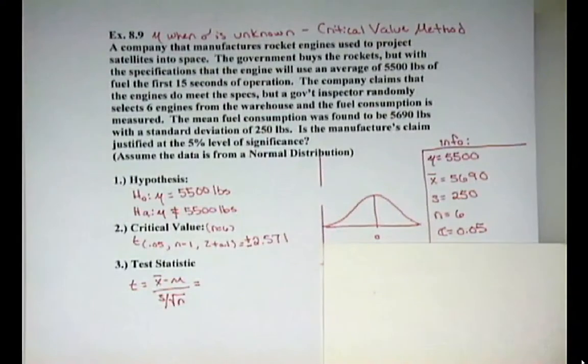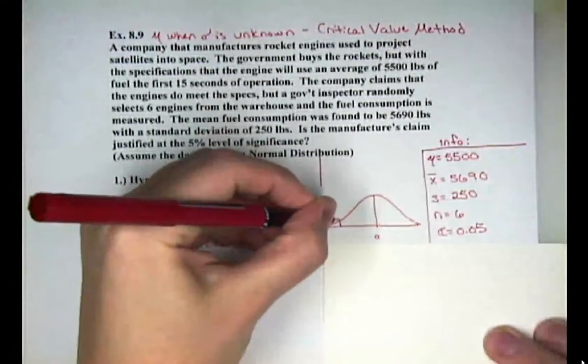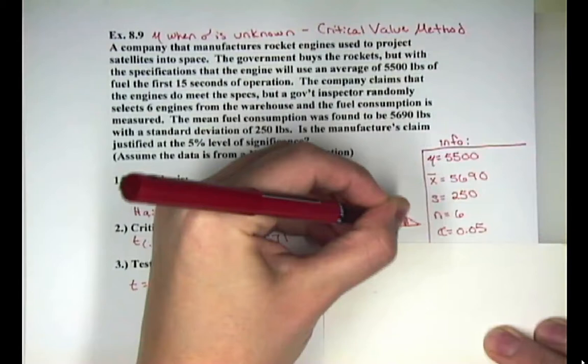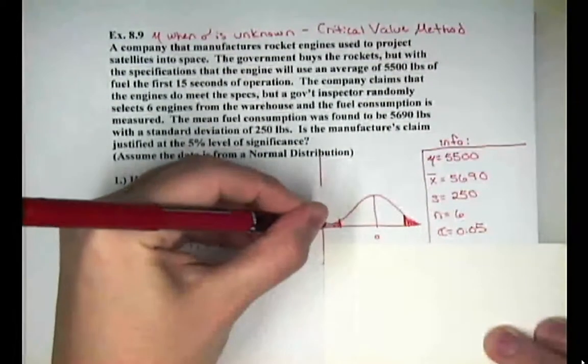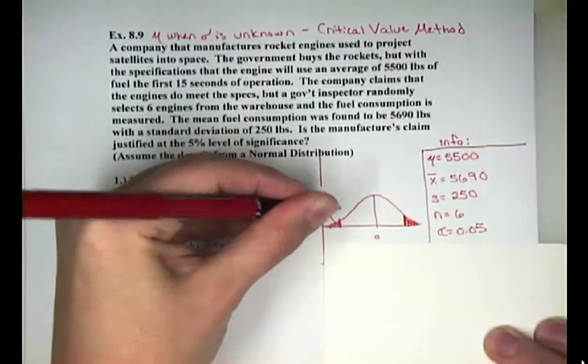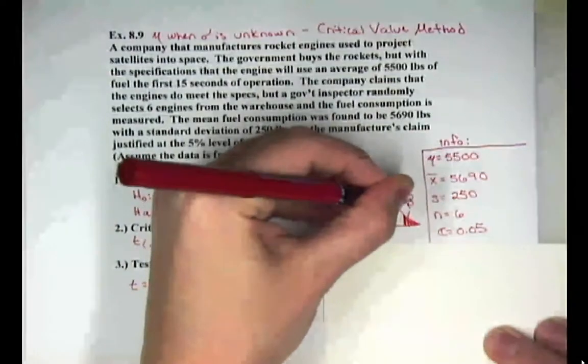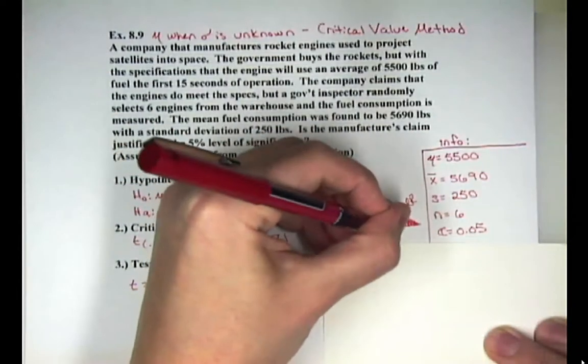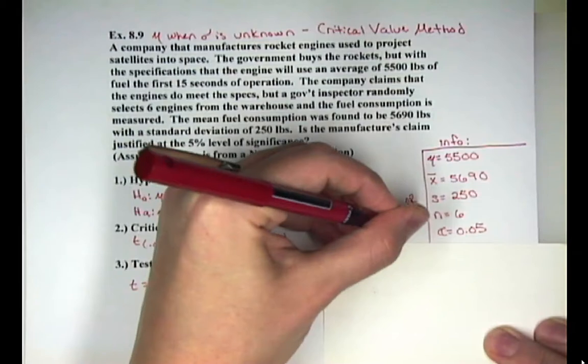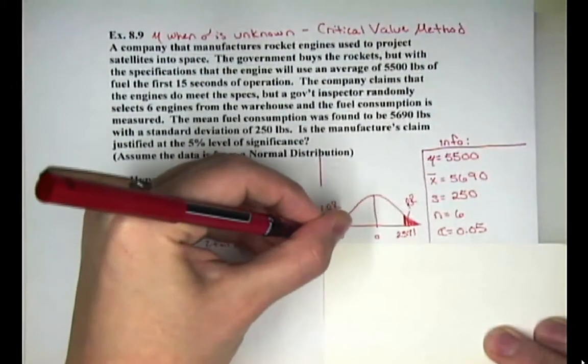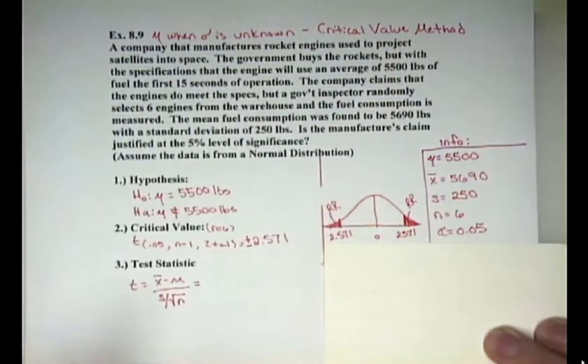Okay? So when we do our rejection regions, we are going to color in both the right tail and the left tail and label them both as our rejection regions. We just want to see if the fuel consumption is different than what they were claiming. So that's a two-tailed test.